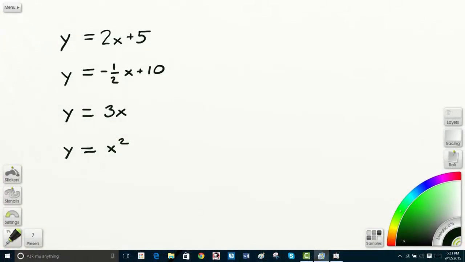All right, so in this first topic, we're going to discuss what function notation is. And so in order to do that, take a look at our canvas. Now I have four equations here. They're not intended to be related in any particular way.